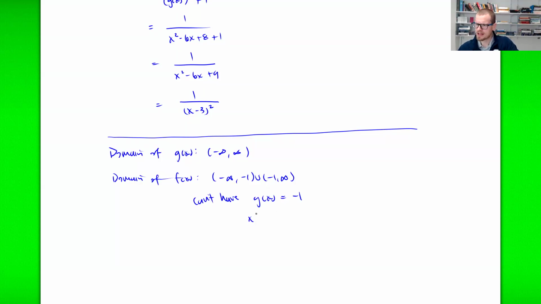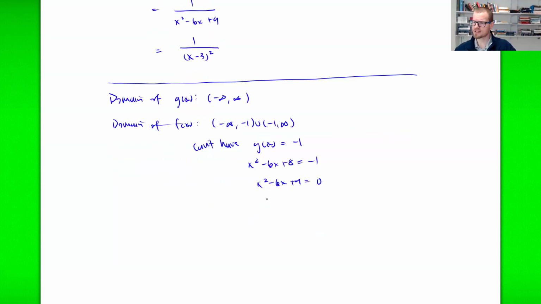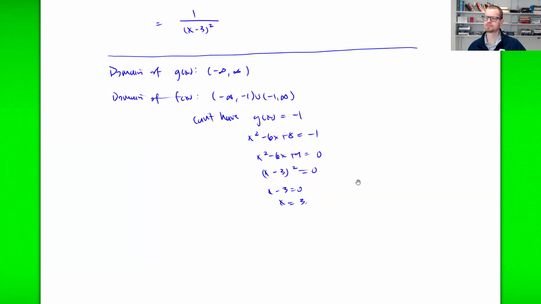So that would give us x squared minus 6x plus 8 being equal to -1. Add 1 to both sides to get x squared minus 6x plus 9 is equal to 0. This, of course, factors exactly the same way that we did earlier, as x minus 3 being squared. This gives us x minus 3 is equal to 0, and x is equal to 3. So we can't have x equal to 3.